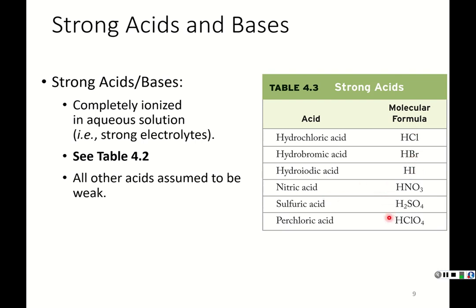And the other ones that don't fit into that category would be nitric acid, HNO3, sulfuric acid, H2SO4, and perchloric acid, HClO4. Okay, but this perchloric acid, we don't see that as much. Definitely the top 5 are probably the ones you run into more often. All other acids you can assume to be weak.